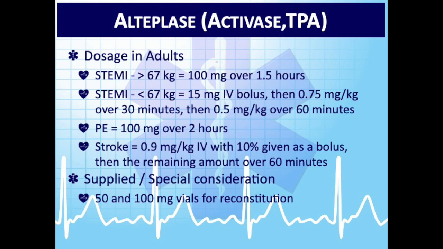Your dosing, usually for ST elevated MI, is 100 milligrams over 1.5 hours. Here's your dosing for patients less than 67 kilograms. You can actually give it for a massive PE. We've given that on occasion, in two different ways. Here it says over 2 hours. We've given it over rapid IV push, but we have given that before. And then here's your dosing for the stroke also.